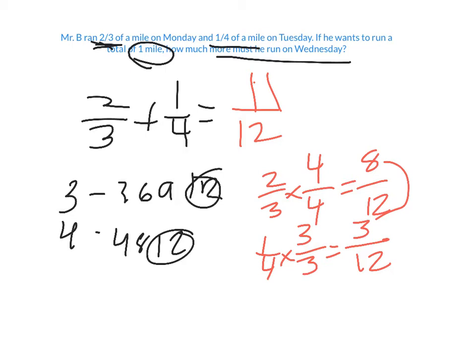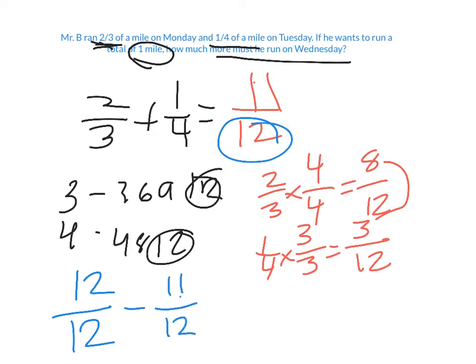What I want is how much more I need to run on Wednesday. So I need 1 whole mile. For 1 whole mile, that would be 12/12, because that's how I would represent 1 whole. It needs to be in twelfths because that's my answer denominator. How much more indicates that I need to subtract, and I got 1/12. Now I don't need to simplify because I have a 1 in my numerator, and that's the only case where we don't have to check for simplifying. So 1/12 is how much I need to run on Wednesday.